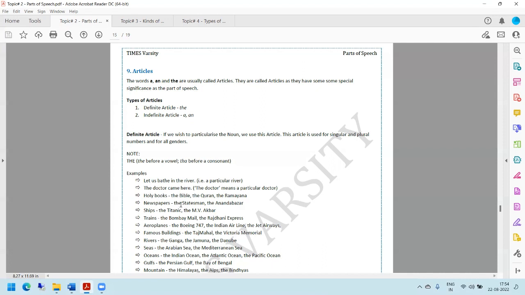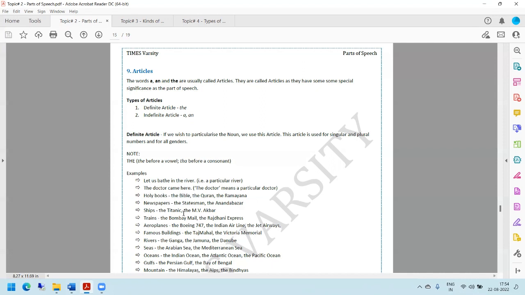So, like the Statesman, the Anand Bazaar, or the Hindu, the Chronicle. So you might have seen newspapers with the name like the Hindu, the Chronicle, right? The Deccan Herald, right? So it is normally with newspapers that "the" is used.